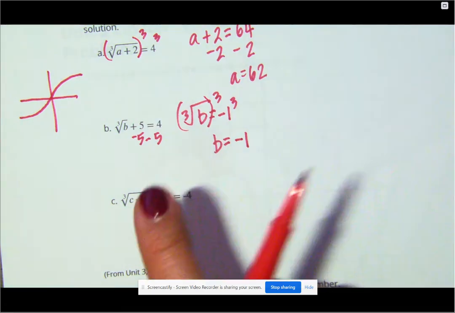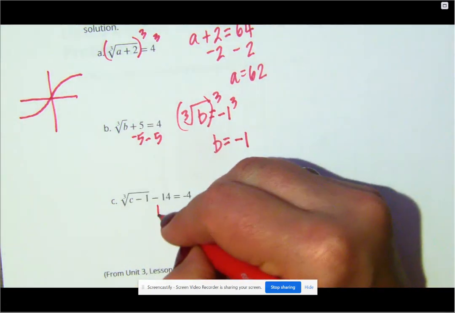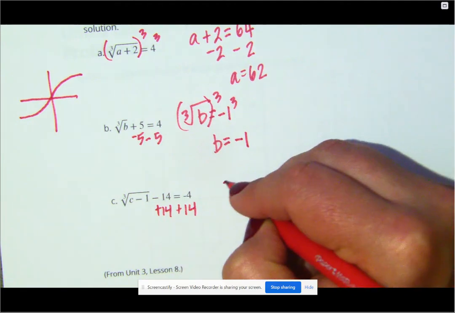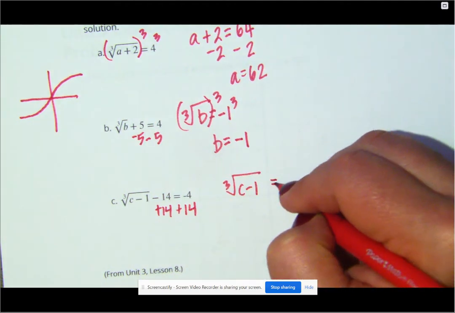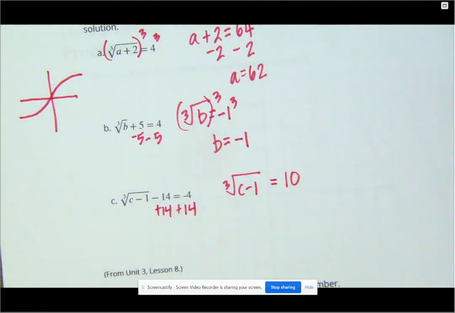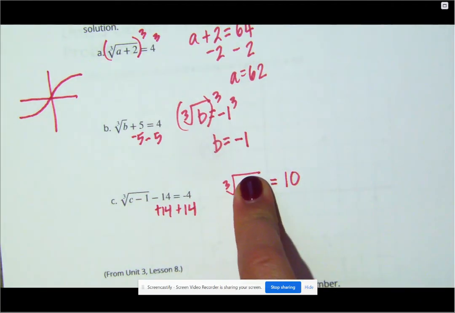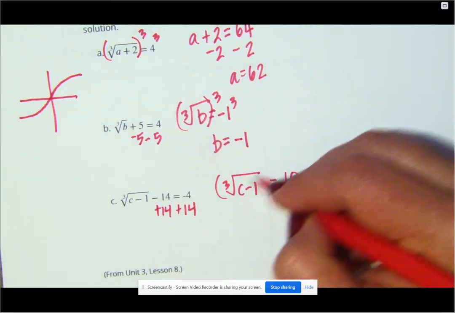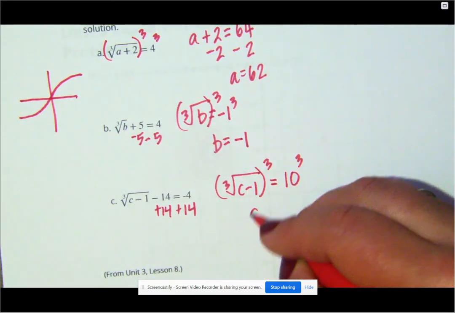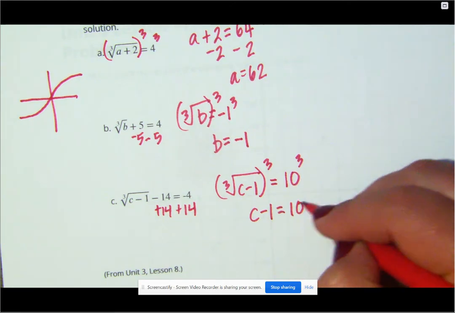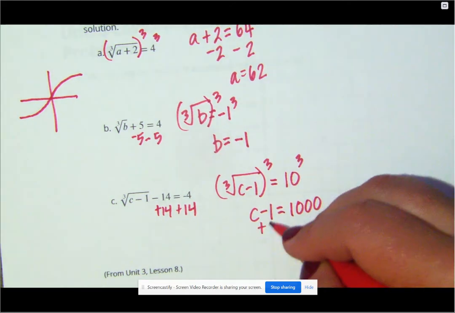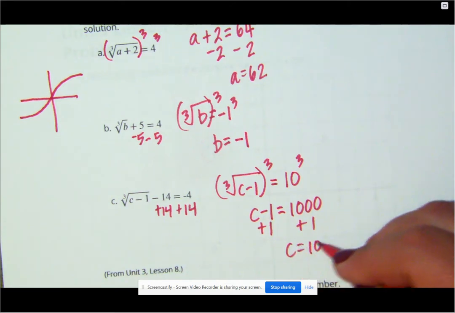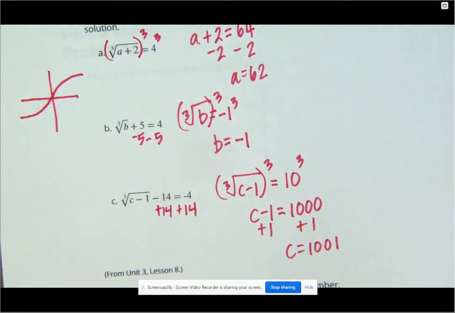And last one. Again, this 14 is not under there, so I'm going to move that first before I solve it. And by the way, you could solve these mentally. It's fine. Like right now, what number has a cube root of 10? 1,000. So what number do I need to put there to make this 1,000? 1,001. Okay, if that's too much, let's do the steps. Cube, cube. c minus 1 equals 10 times 10 times 10 is 1,000. Add 1 to both sides. c equals 1,001.